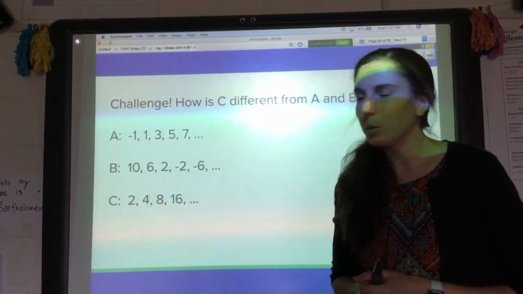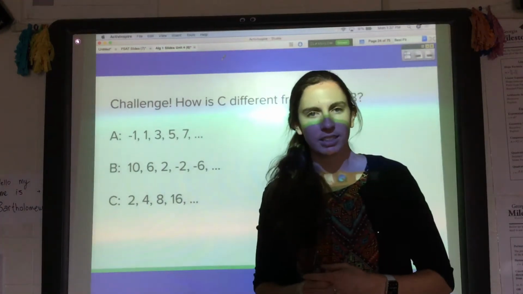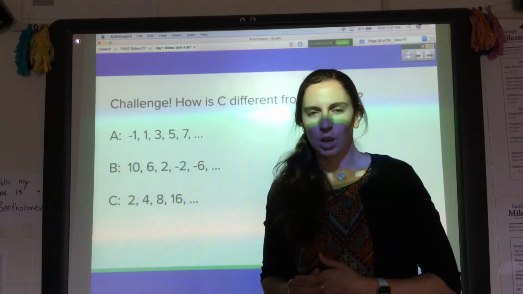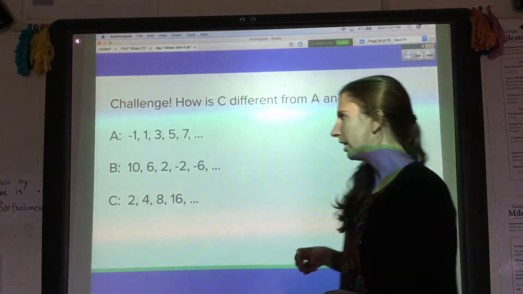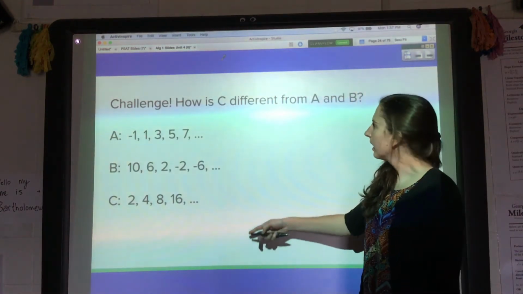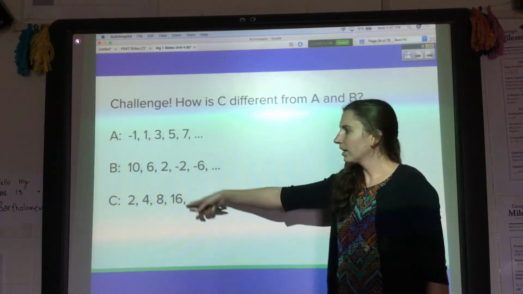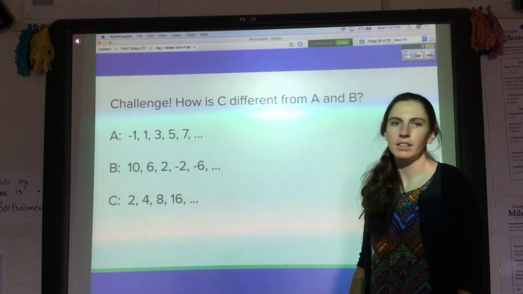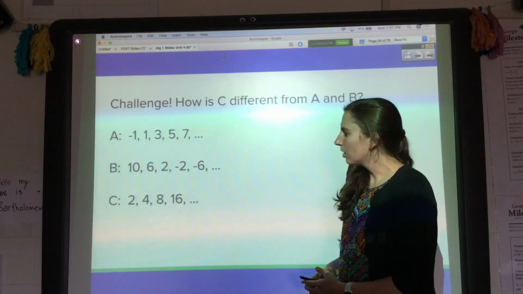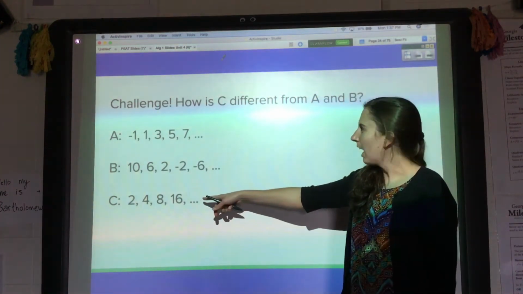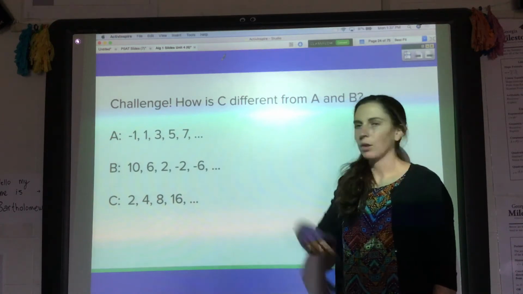Everyone, so in this video we are talking about geometric sequences. So we've already done arithmetic sequences, this is on geometric. To get us started, go ahead and take a second and look at just these patterns here. Math is really just the study of patterns. And so, how do you think C is different from these first two?